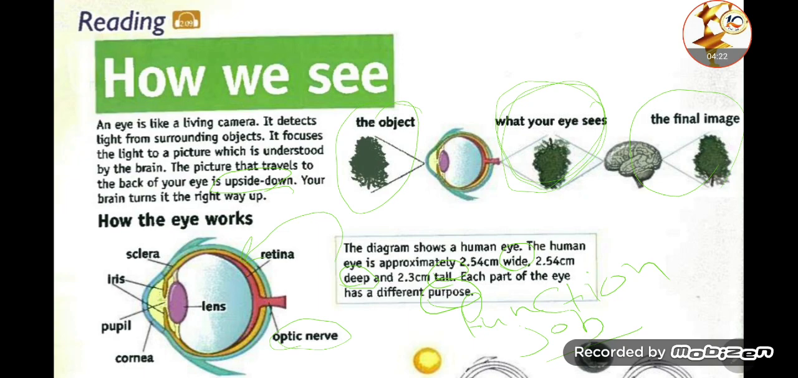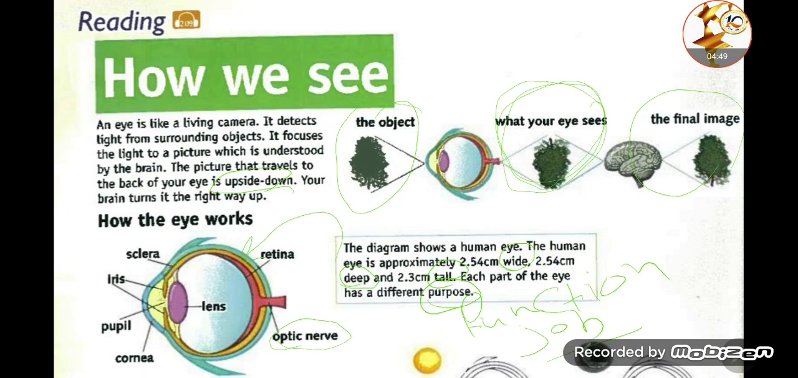Listen carefully please. Reading. How we see. An eye is like a living camera. It detects light from surrounding objects. It focuses the light to a picture which is understood by the brain. The picture that travels to the back of your eye is upside down. Your brain turns it the right way up.